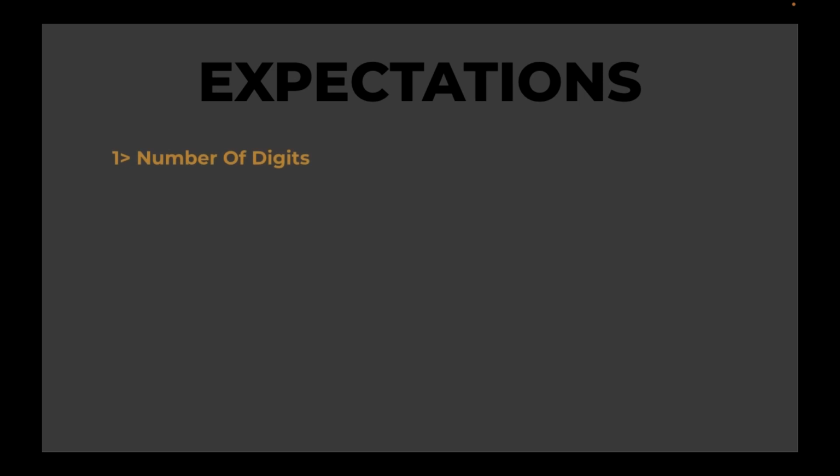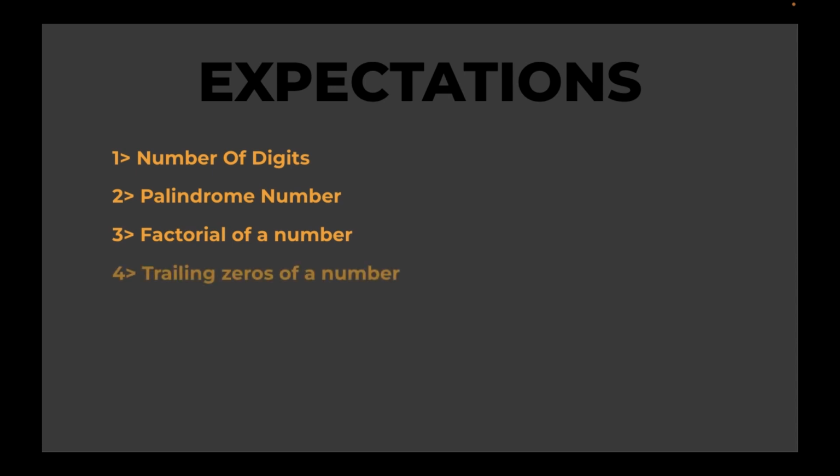So the first topic will be counting the number of digits of a given number. Then we will solve the palindrome number problem and factorial of a number. Then we will increase our bar and discuss a variation of factorial, that is, trailing number of zeros in a number. Next will be GCD and LCM.